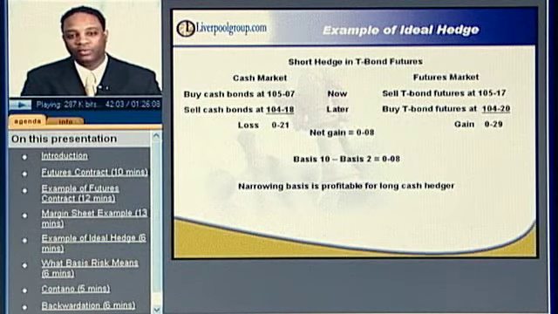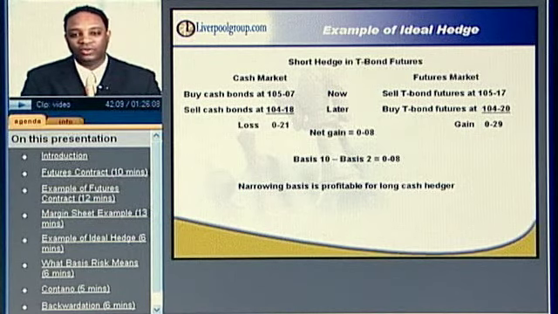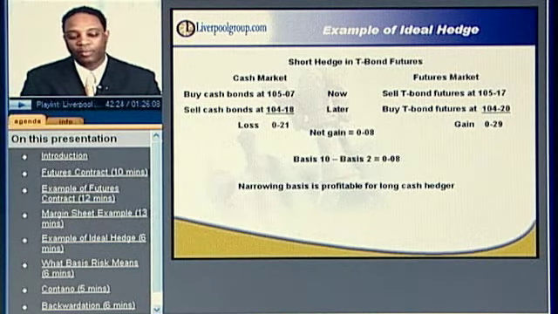So although the cash wasn't profitable for them, the difference between the cash and the futures, and how the basis operated by actually narrowing, where the cash and the futures start to meet closer and closer to price, created a profit for them above and beyond what they expected. So they ended up with an 8-point profit. So the narrowing of a basis is profitable for a long cash hedger.